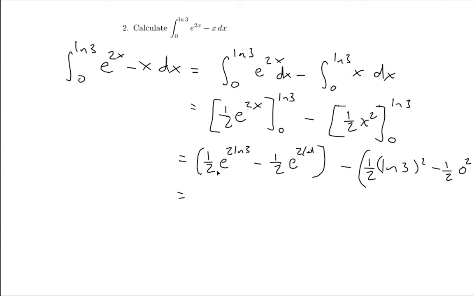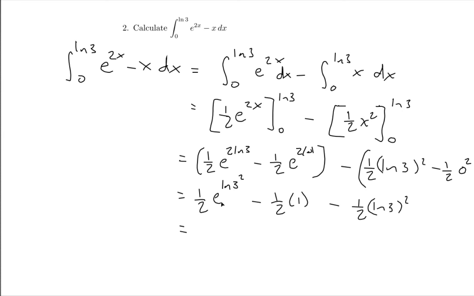And if I take this a little bit further, I can simplify this. This becomes 1/2 e to the ln 3 squared, just by our rules of the natural logarithm. And I subtract off 1/2 e to the 2 times 0. 2 times 0 is 0. E to the 0 is 1, so this just becomes 1/2 times 1. I subtract off 1/2 ln 3 squared, because I move this negative inside. And then, in theory, I would add whatever this number is, but of course this number is just 0 squared, which is 0 times 1/2, so that's just 0, so I can just leave it like that.